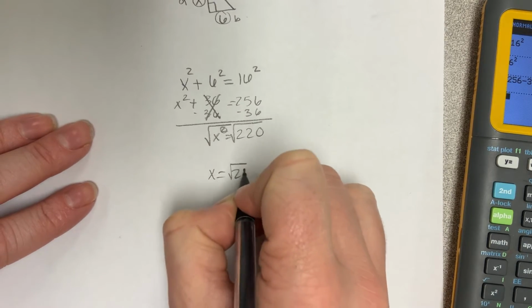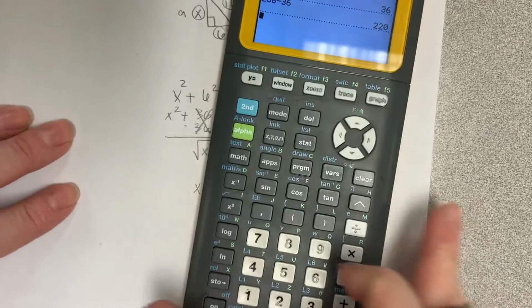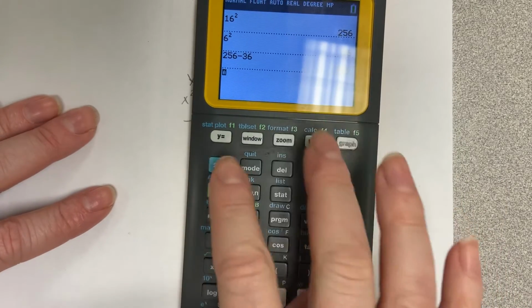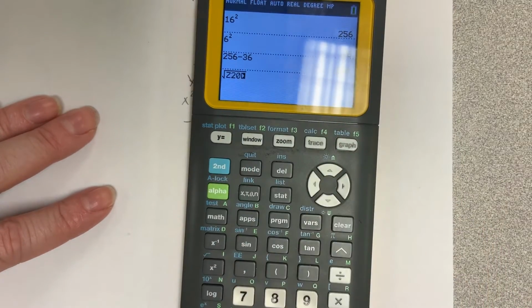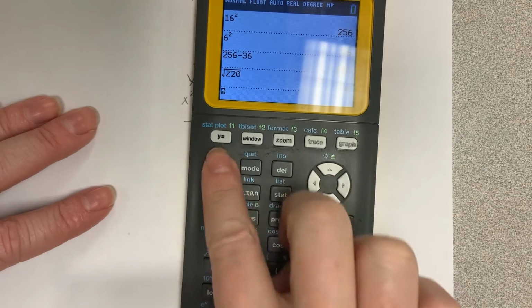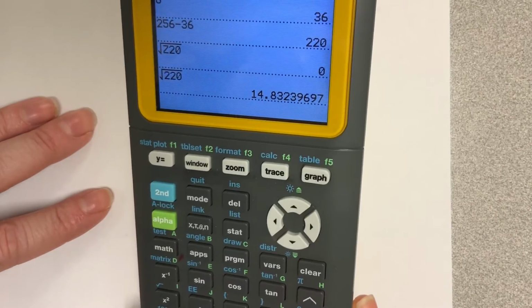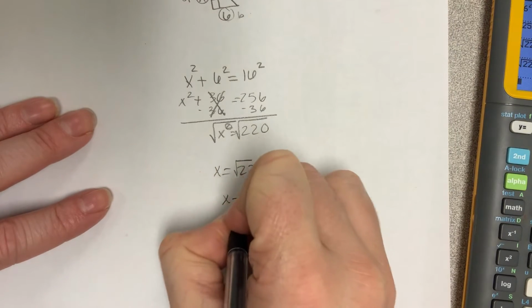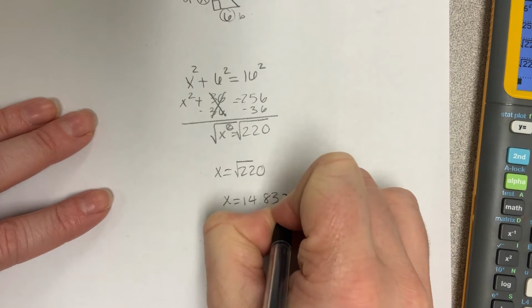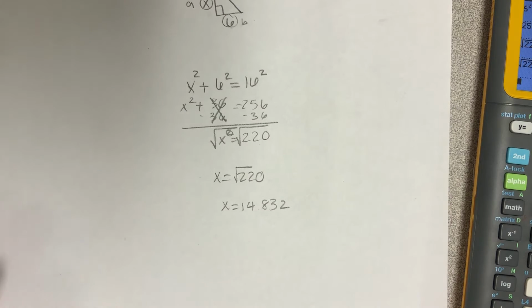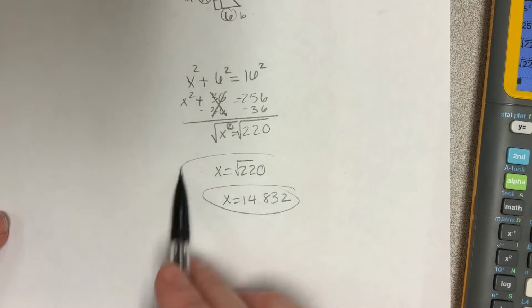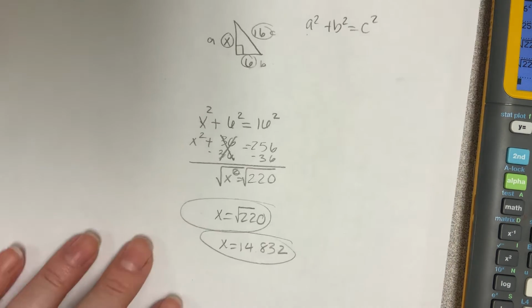So we can say x is the square root of 220, or if you want a decimal, the square root of 220 equals 14.832. So that's one of our options right there. So this was a rhombus.